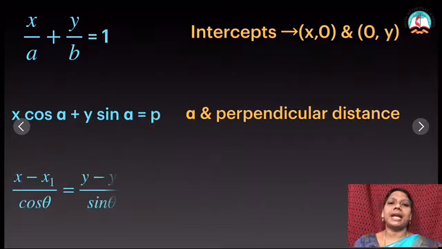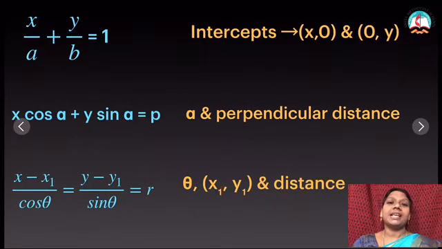And we learned the parametric equation, that is (x minus x1) by cos theta, which is equal to (y minus y1) by sin theta, that is equal to r. That r being the distance between any 2 points in that straight line equation, and it makes an angle theta. Okay, so that is the thing we learned. So using these formulas, we solved and found so many equations.